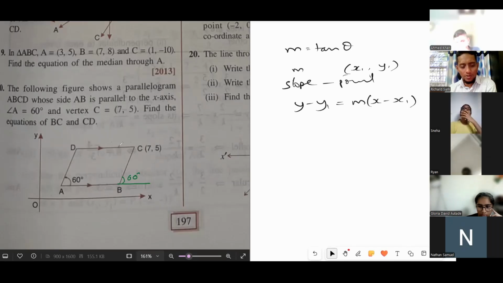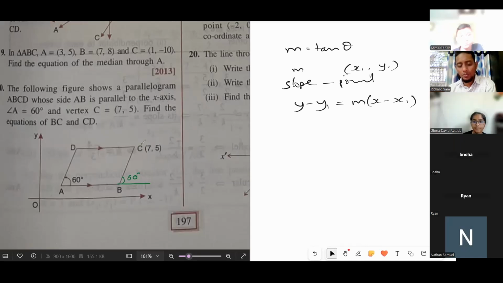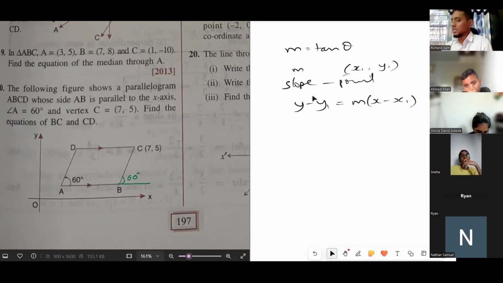Next, find the equation of CD. How do you find the equation of CD? For CD we have the slope is 0 and we have one point C. That's it. Is that clear? Okay, anyone else, any doubt?